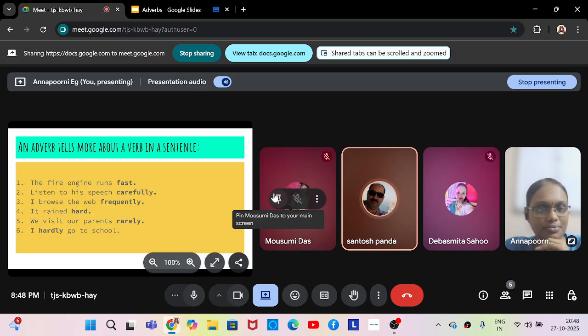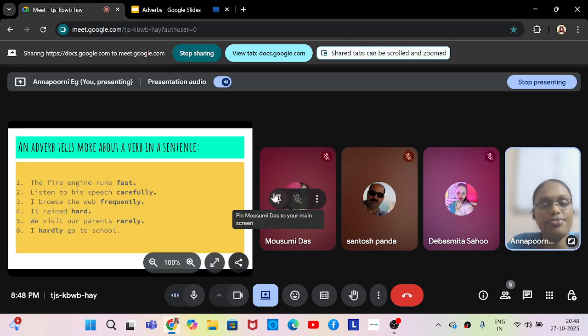Ma'am, by using ly. No. Hard is different from hardly. Okay. So it's simple. If you see that the word is describing a noun, then it is an adjective, because adjectives can describe only nouns and pronouns, right? So in the sentence, the rock is hard, the rock is a noun. It's a thing. So the word hard is describing a thing, that is the rock. So hard is an adjective.